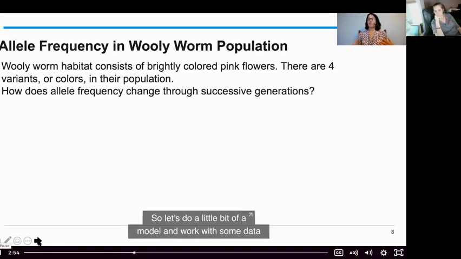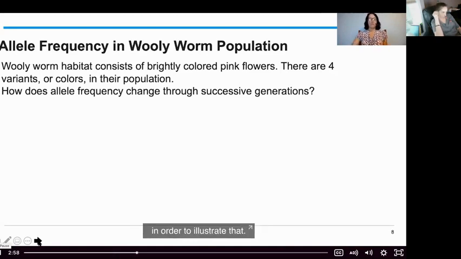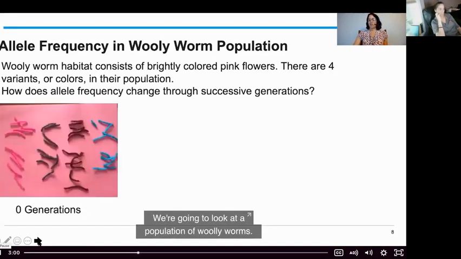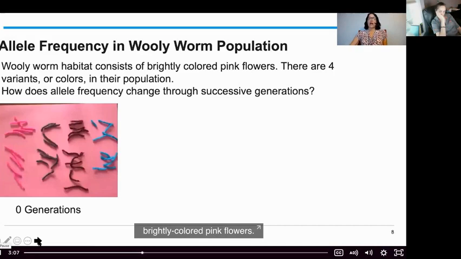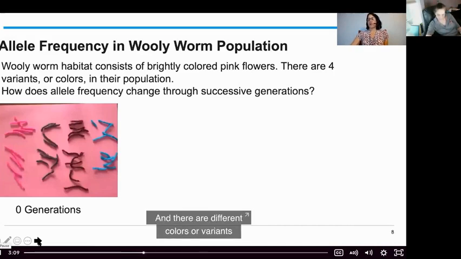So let's do a little bit of a model and work with some data in order to illustrate that. We're going to look at a population of woolly worms. They consist of worms whose habitat is brightly colored pink flowers. And there are different colors or variants within their population: pink, green, brown, and turquoise worms. The question we want to ask is, how does allele frequency change through successive generations?